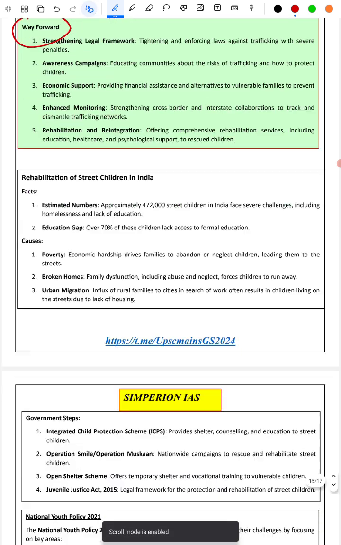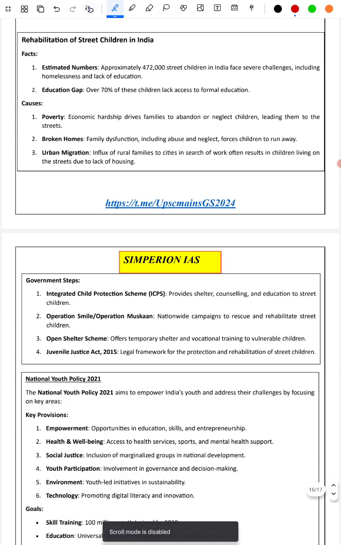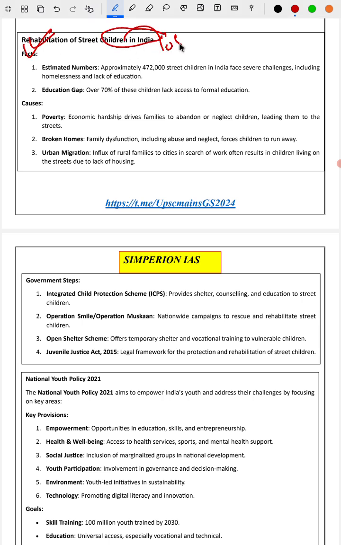The next topic we have covered is rehabilitation of street children, the homeless children on the streets. We have given the facts and the causes for people being homeless or being on the streets. We have also covered the government schemes already launched by the government to deal with rehabilitation of street children in India.